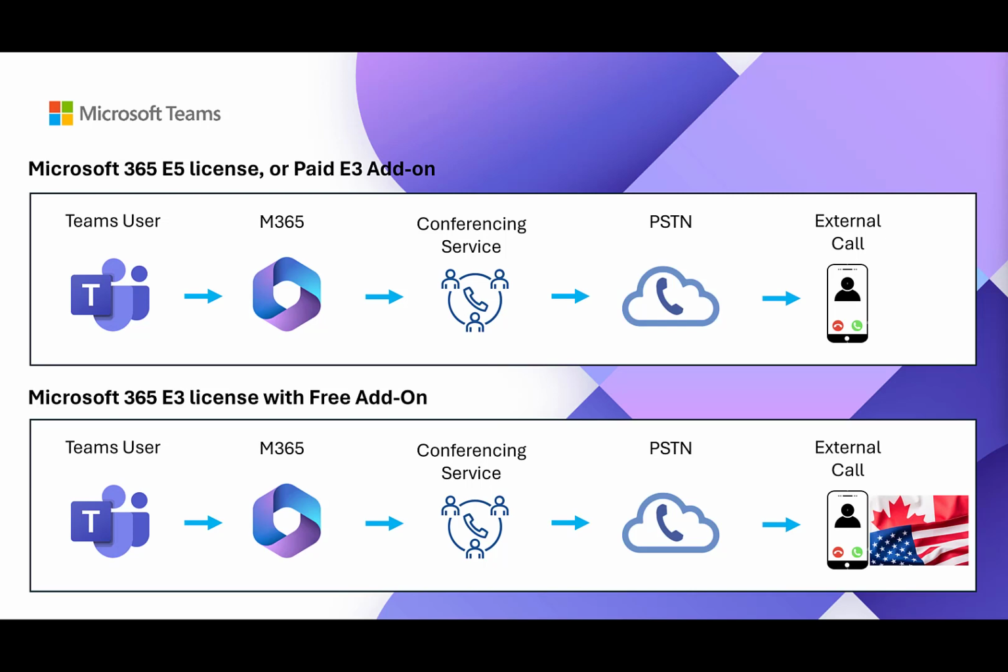Now, if you're using the free license for E3, the service works exactly the same, except you'll see on the bottom diagram that for external calls, you can only call US and Canadian numbers. So as I say, if you've got that free license assigned, dial-in works fine, but dial-out will fail if you call a non-US or Canadian number while that license is assigned to the end user.